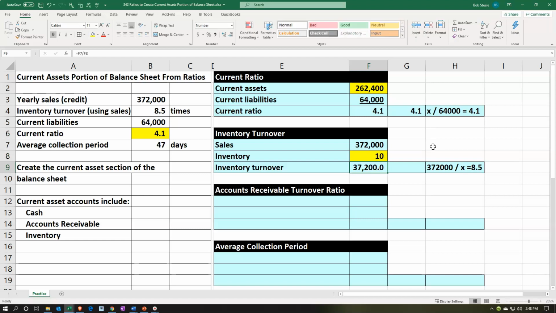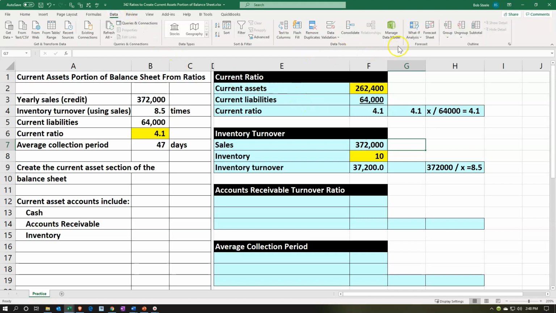Let's make it 10. So we'll have 10, and then let's use the goal seek, and it's going to change this yellow cell to what it needs to be. So I'm going to go to the Data tab. We're going to go to What-If Analysis. We're going to use the Goal Seek.